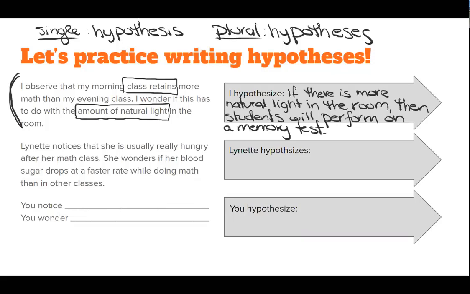And certainly this is not the only way you can write this hypothesis. But notice that I was really specific. I can measure both of those things. I can measure the amount of natural light in the room. I can measure the results of a memory test.